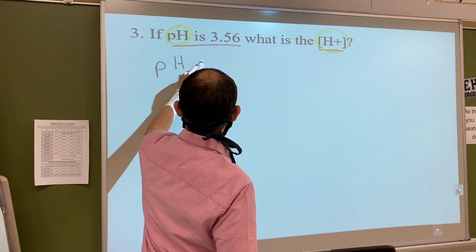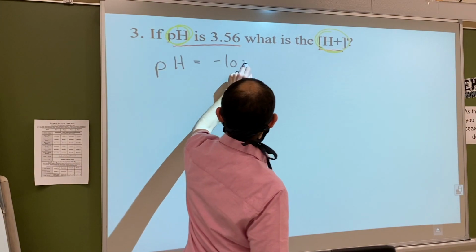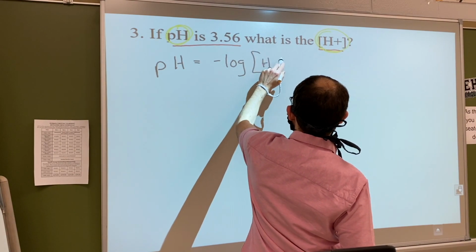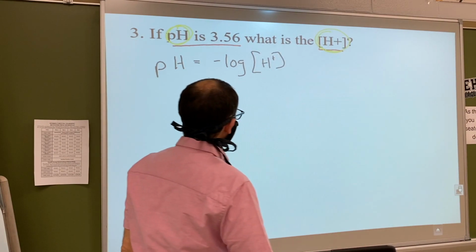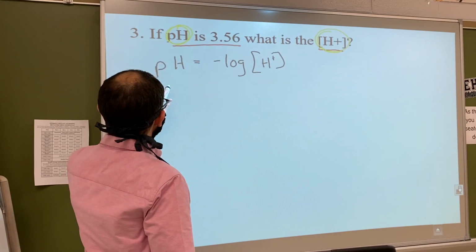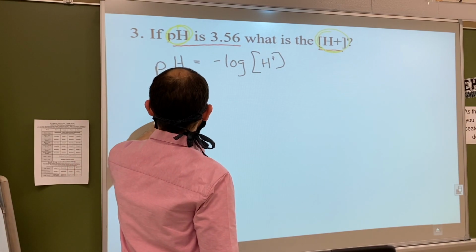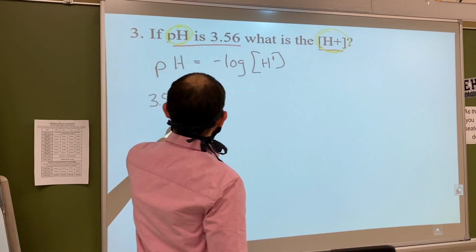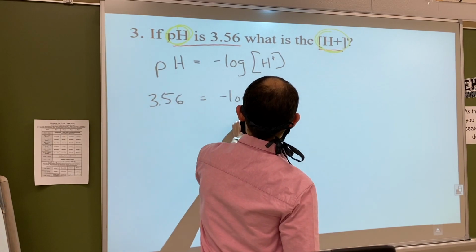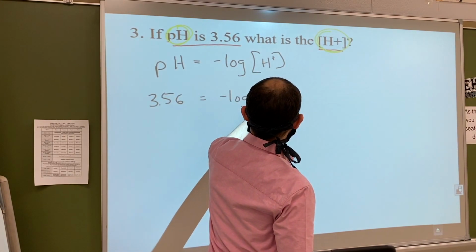So it's pH equals negative log of H plus. Next thing we do is we plug in what we have. So pH is 3.56 equals negative log H plus.